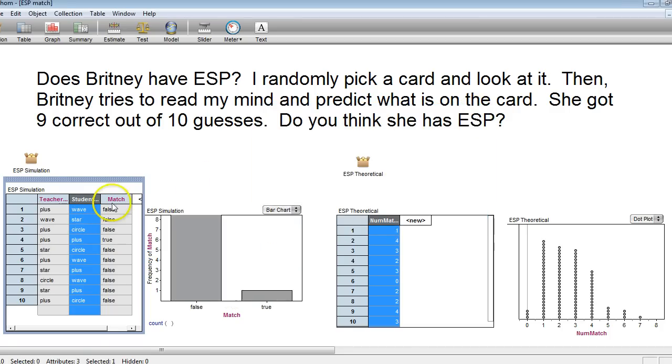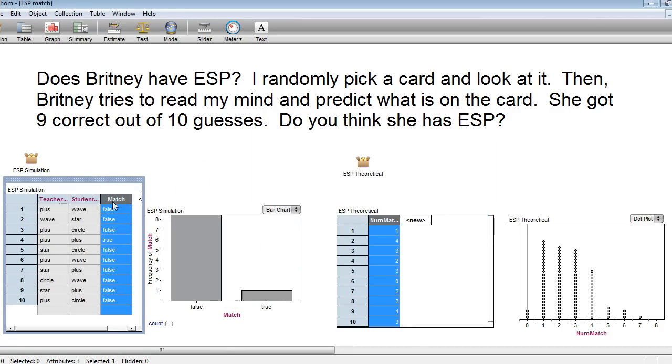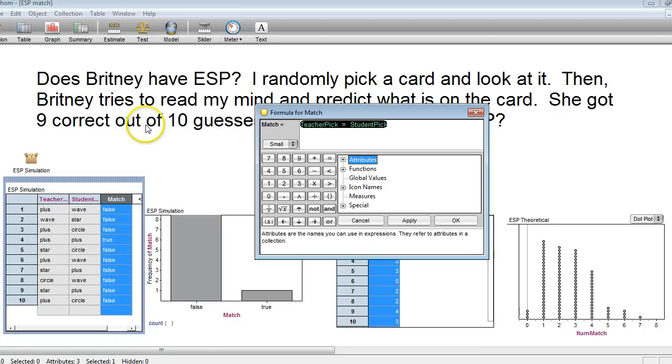And then over here we have a column called match. Let's take a look at what the formula is for match. Here it's going to display false if there is not a match. Notice plus and wave is not a match, and true if there is a match. So plus and plus is going to display true. So is the teacher pick equal to the student pick? Did they choose the same card? If the answer is yes, then we have a true here, and if it's no, then we have a false.